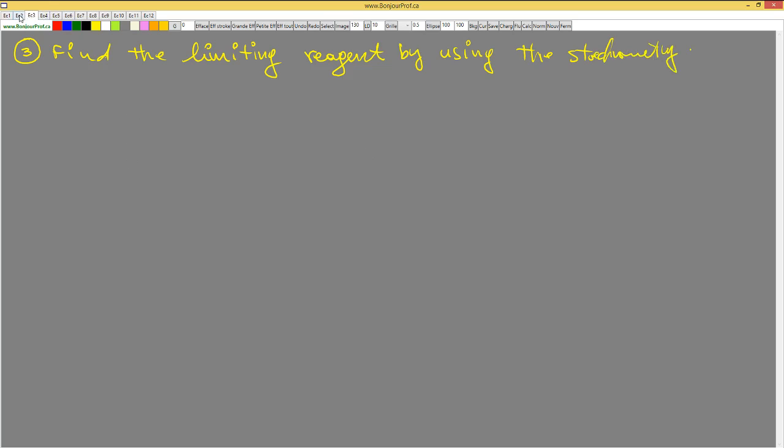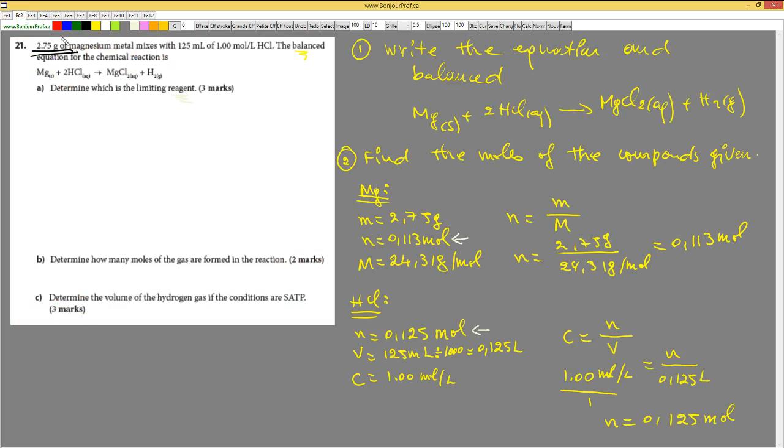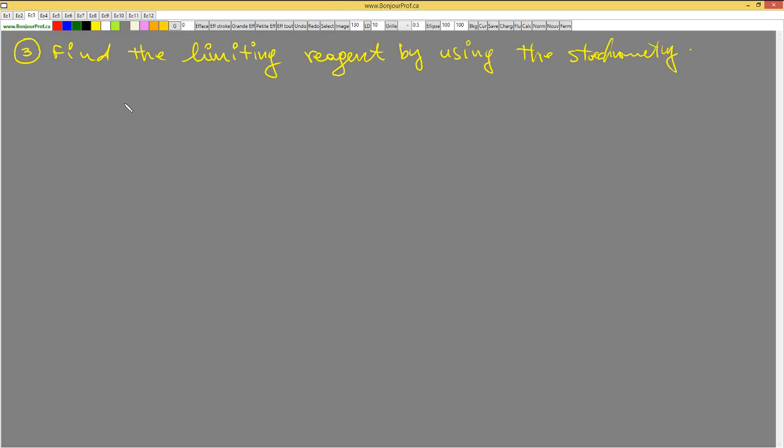So I'm going to use the stoichiometry again. You write it. I have to write the equation that they gave me: Mg(s) + 2 HCl(aq) will give me MgCl2(aq) + H2 gas.